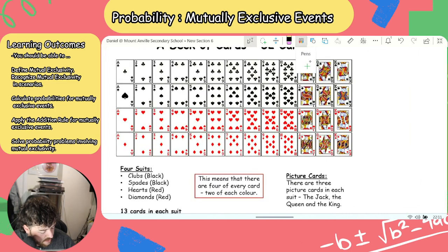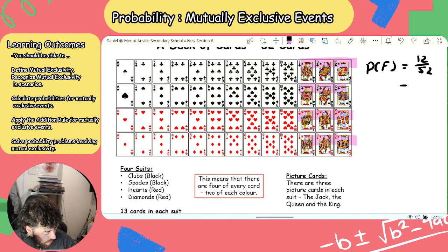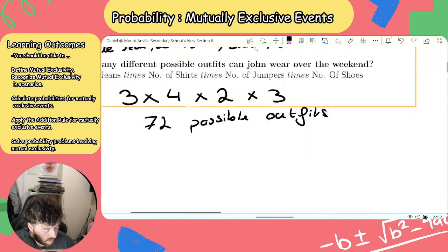Right, so if you notice here, I have my jack, king, queen of clubs, jack, king, queen of spades, jack, king, queen of hearts, jack, king, queen of diamonds. So the probability of getting a face card is going to be equal to 12 over 52, which is equal to 3 over 13, right? And then the probability of getting a red card is a half.